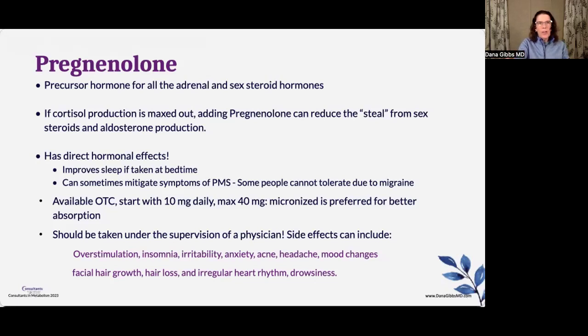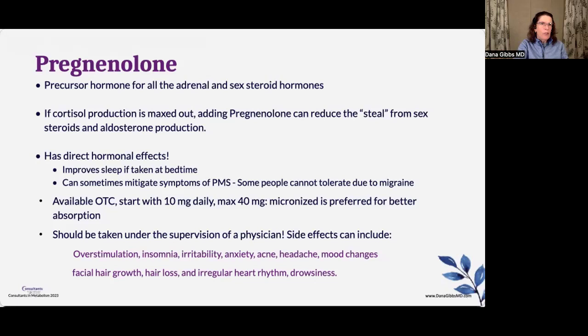So this is particularly important in an era where we're purposely taking drugs to lower our cholesterol, because it does bypass the first step in the hormone synthesis, which can get shut down. So micronized pregnenolone is another over-the-counter supplement that can reduce the steal of raw materials from the sex steroids and from aldosterone. It can also have some direct hormone effects.